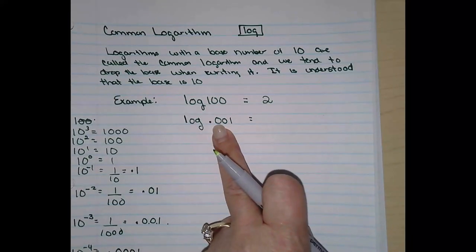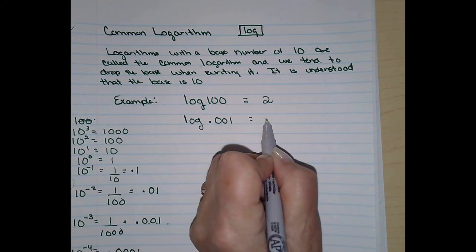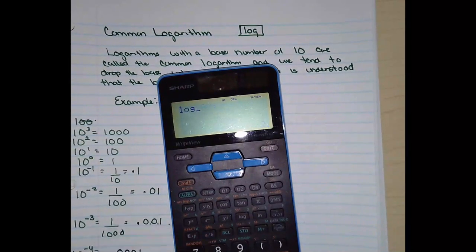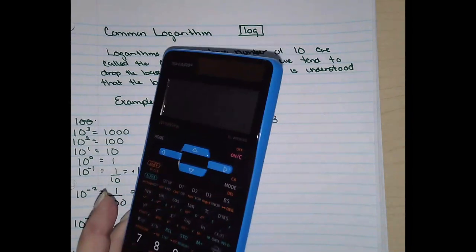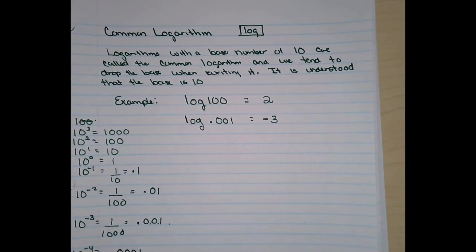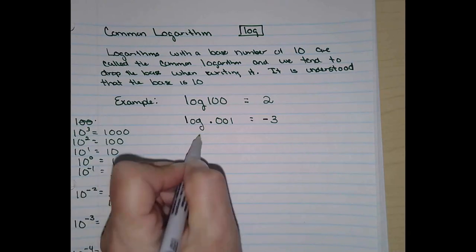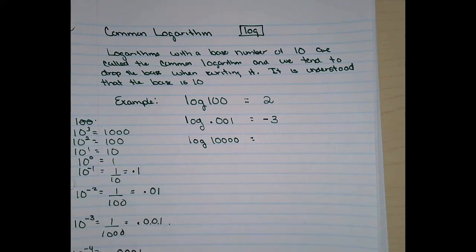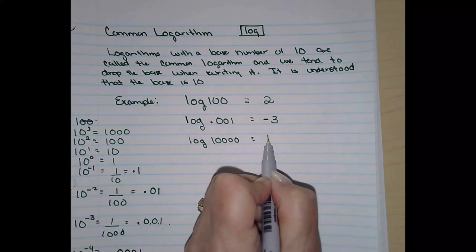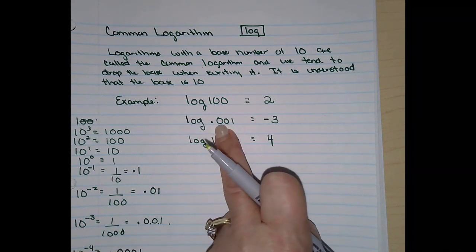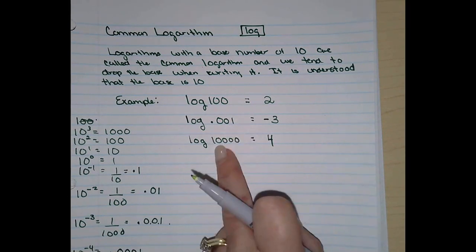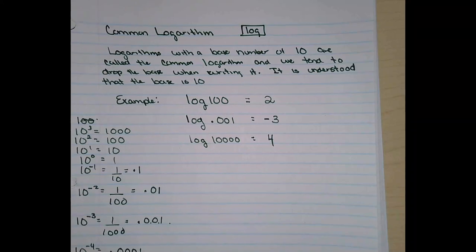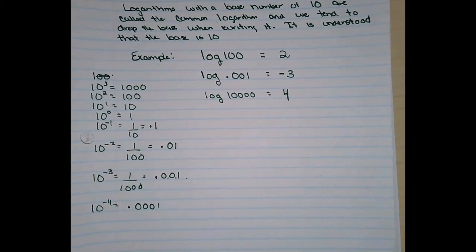So when I have this then, what is it equal to? Negative 3, because again, it is understood it's base 10, plug it in, and that's how you get your negatives. Log base 10,000, we just count the zeros, which is 4. When it's the decimals, we count how many decimal places. When they're greater than 10, we count how many zeros. That's what it is. So that's the common logarithm.